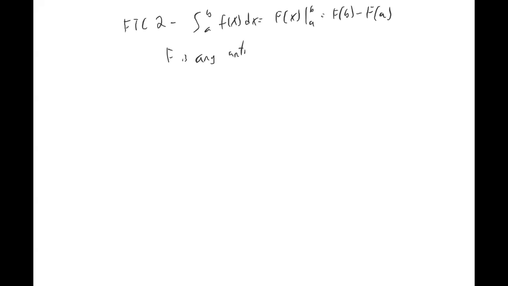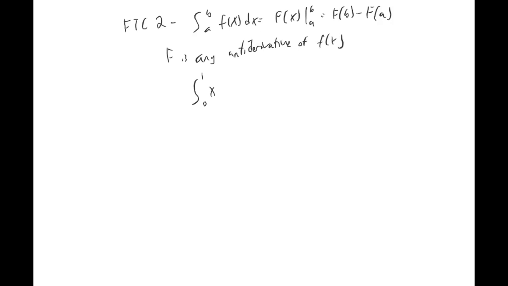FTC 2. The integral from a to b of f of x dx is F of x evaluated from a to b. So this notation just means F of b minus F of a, where F is any antiderivative of f. So note that it doesn't matter what c you choose, right? Because I guess the easier way would be, let me show you an example.